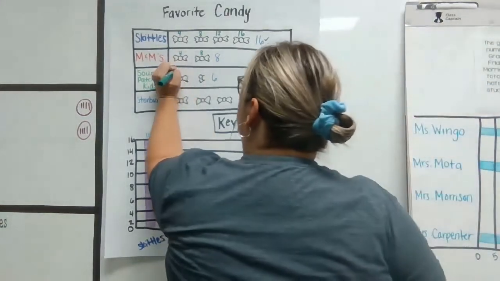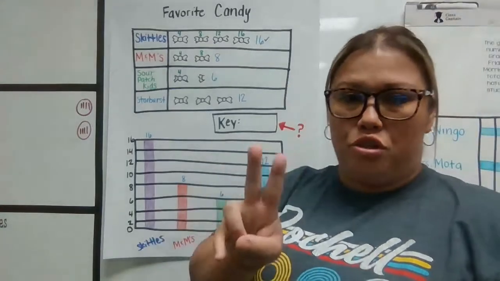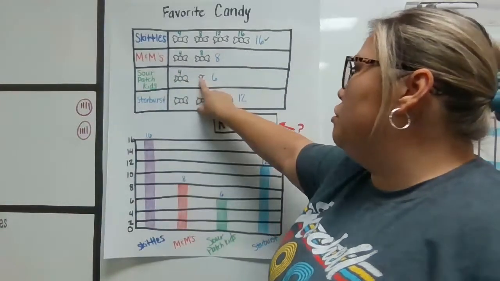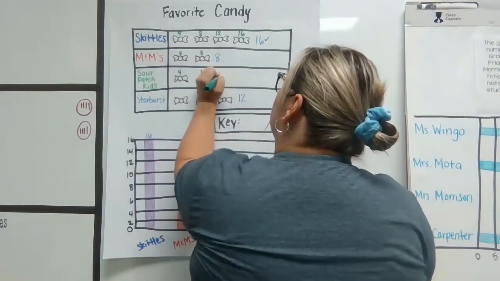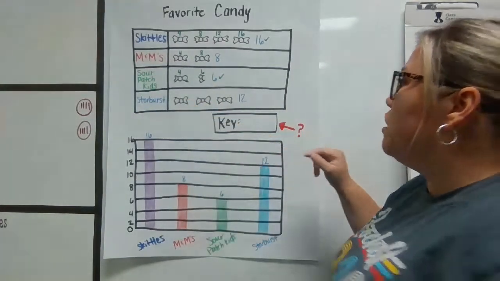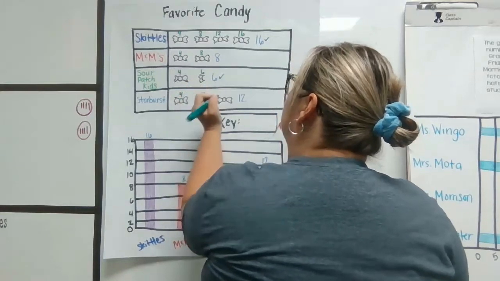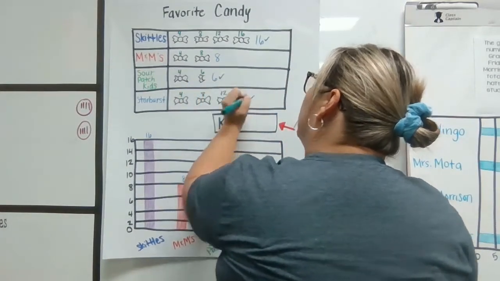So my Sour Patch Kids is 4. If my key is 4, half of 4 is 2. So 4 plus 2 more is 6. So that one works. Then if I came down here to Starburst, I could have one picture as 4, 8, 12. So that one also works.